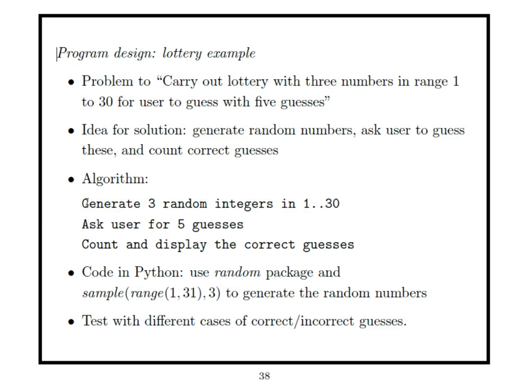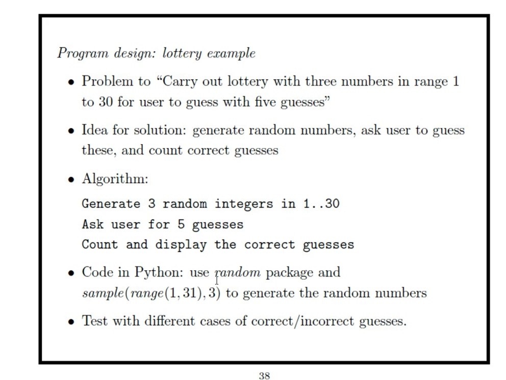Making that a bit more concrete, that would involve generating 3 random integers in the range 1 to 30, asking the user for 5 guesses, counting and displaying the correct guesses. You could also check if there are duplicate guesses, so you wouldn't want to allow a user to have 2 guesses that are the same. It wouldn't make sense for them to do so, because if they're both right, then you wouldn't want to count it as 2 correct guesses. And if they're both wrong, then there's no point in guessing the wrong number twice. So you want to exclude guesses that are duplicates.